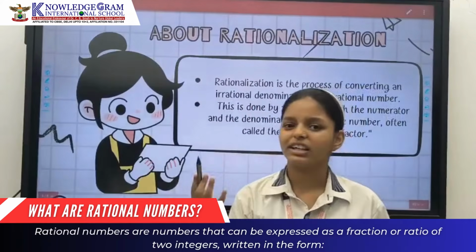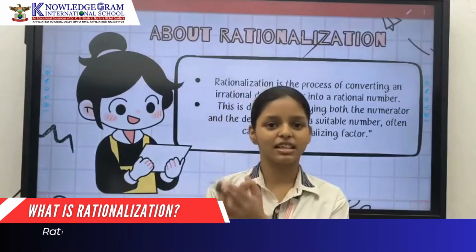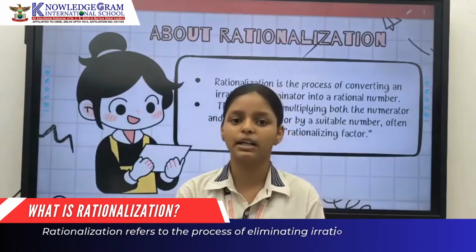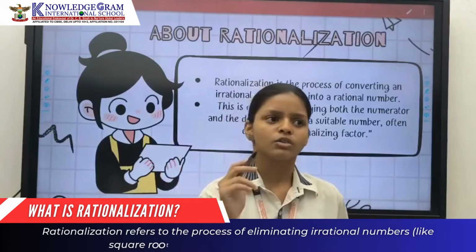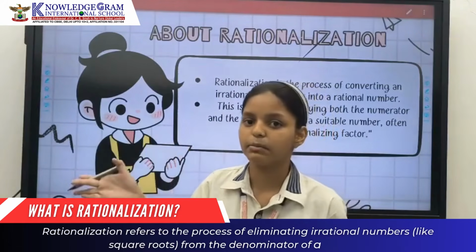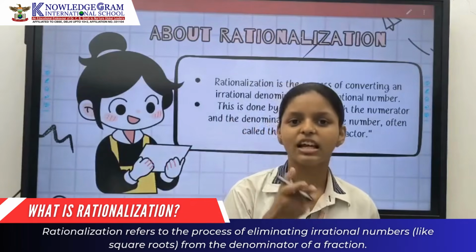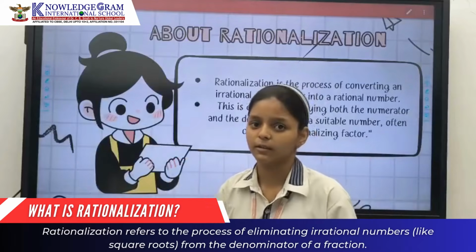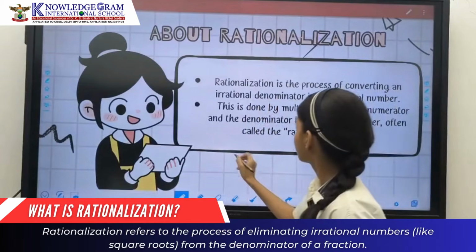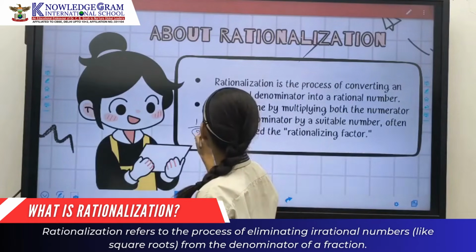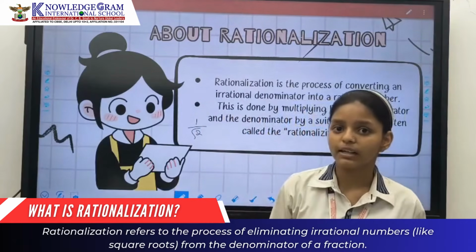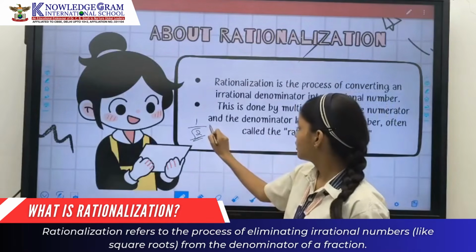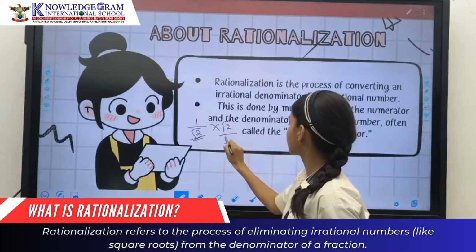Now basically, what is rationalization? Rationalization is the process of changing irrational denominators into rational denominators by multiplying with a suitable number. So how will we find out what that suitable number or rationalizing factor is? Rationalizing factors are the numbers which we multiply to get the root out of the denominator. So let's take an example: 1 by root 2. To get that root out of the denominator, we will multiply this by root 2 by root 2.